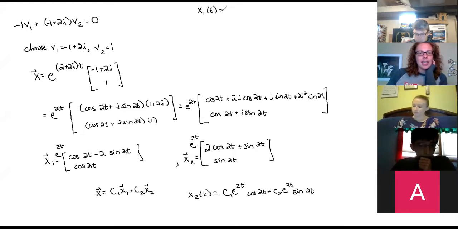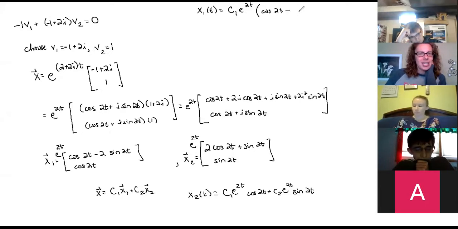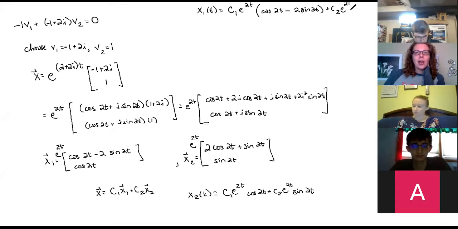So x1 of t is going to be c1 e to the 2t times all of this. And again, this is wrong, but we're pretending that it's right. Cosine of 2t minus 2 sine of 2t. And then the second piece gets the c2. So c2, also e to the 2t, 2 cosine of 2t plus sine of 2t. So that would be your x1 of t. Okay, thank you. Good? Make sense? Okay. And again, that's wrong. There's a minus, there's a plus, there's stuff that isn't right. Sorry, my fault.